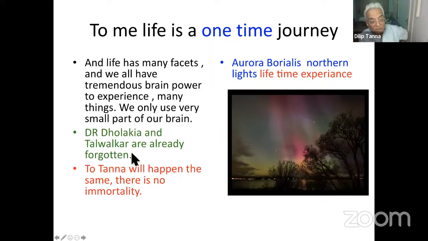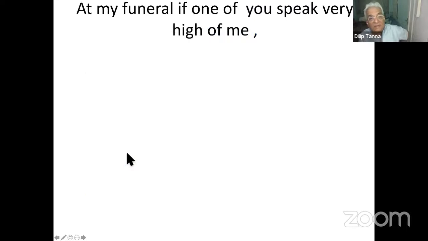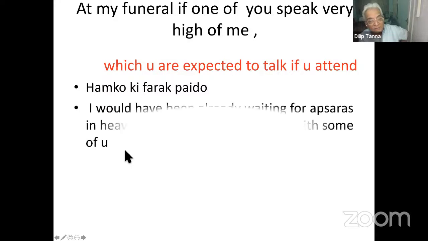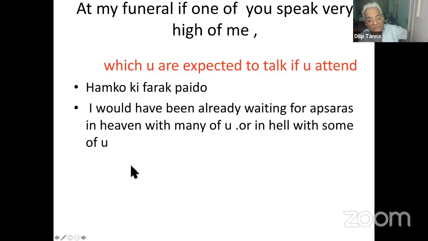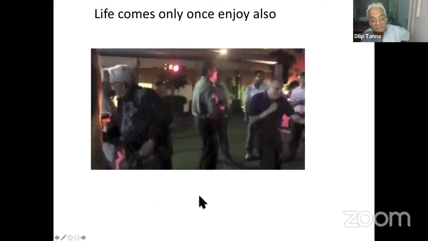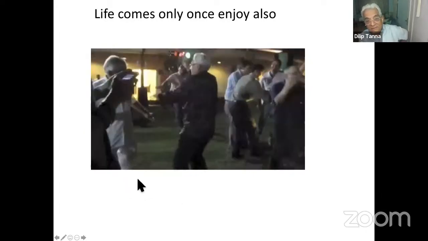Tendulkar is already forgotten. It will happen the same way. There is no immortality. At my funeral, if one of you speaks very highly of me, which you are expected to do if you attend, what difference does it make to me? I would have been already waiting for Apsaras in heaven with many of you, or in hell with some of you. Once the funeral is over, I will be forgotten. Life comes only once. Enjoy.